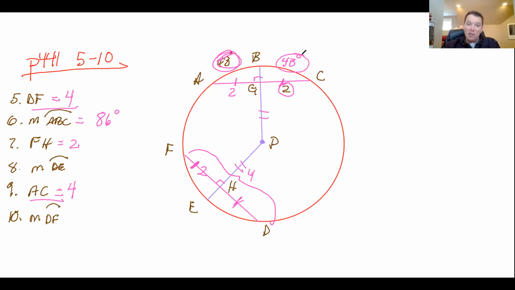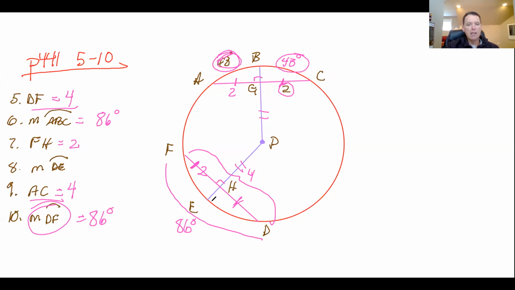And now I remember something else. I remember that when I have congruent chords, I also have congruent arcs. So this arc right here, which should be DF, is going to be 86 degrees. This is also 86. Congruent chords cut off congruent arcs.